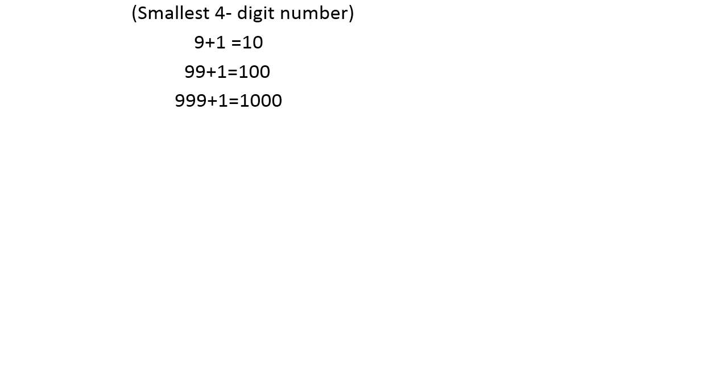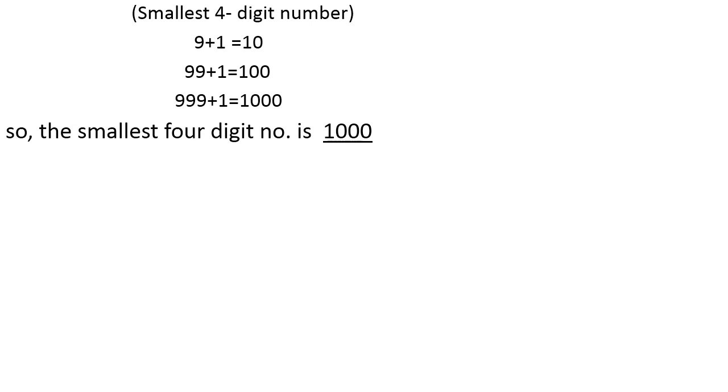Understood? Here we added 1 to 9, so what did we get? The smallest 2-digit number. 99 is our greatest 2-digit number, and adding 1 gave us the smallest 3-digit number. And when we added 1 to 999, what did we get? 1000. So the smallest 4-digit number is 1000.